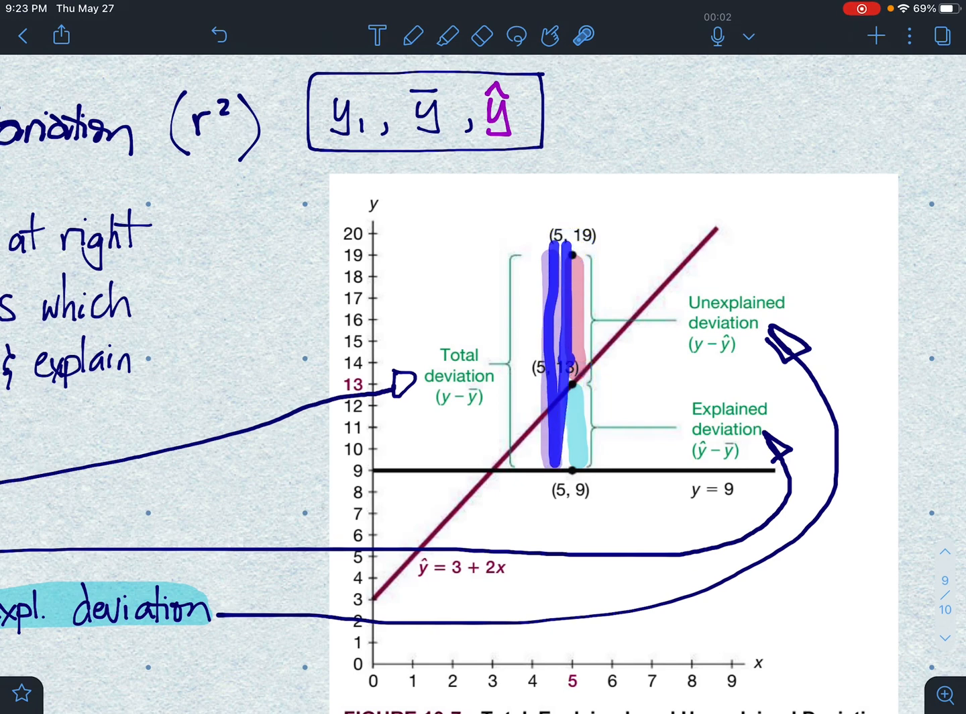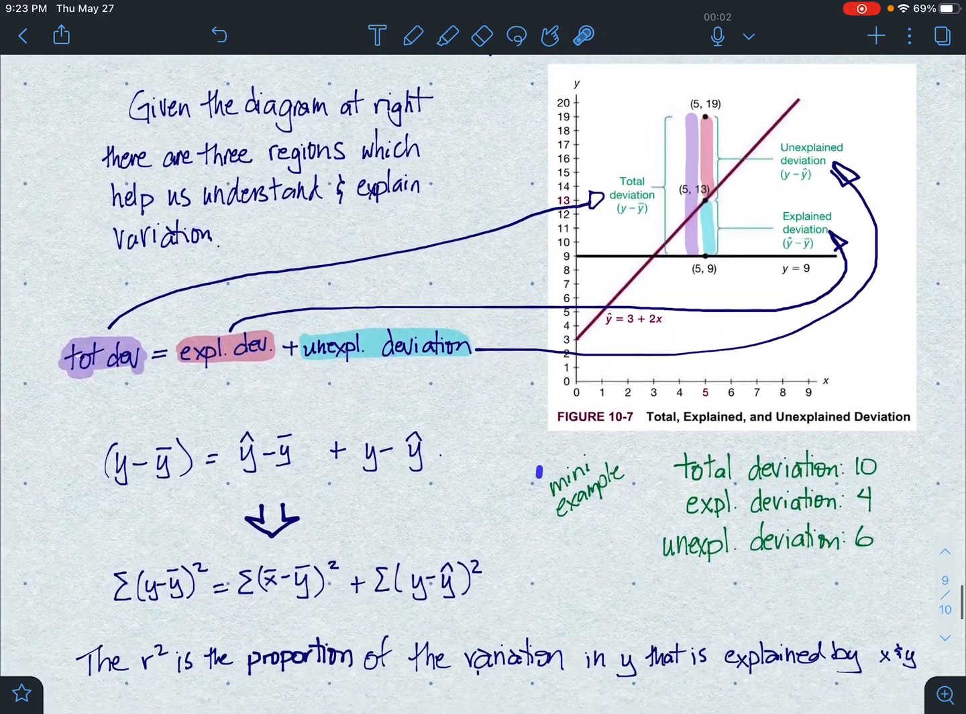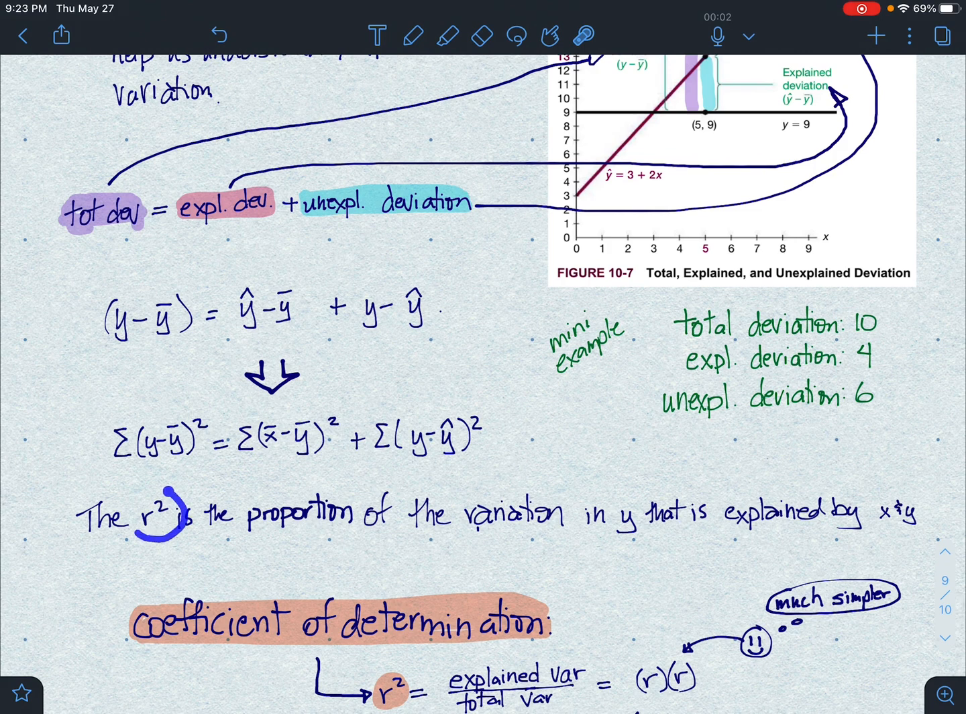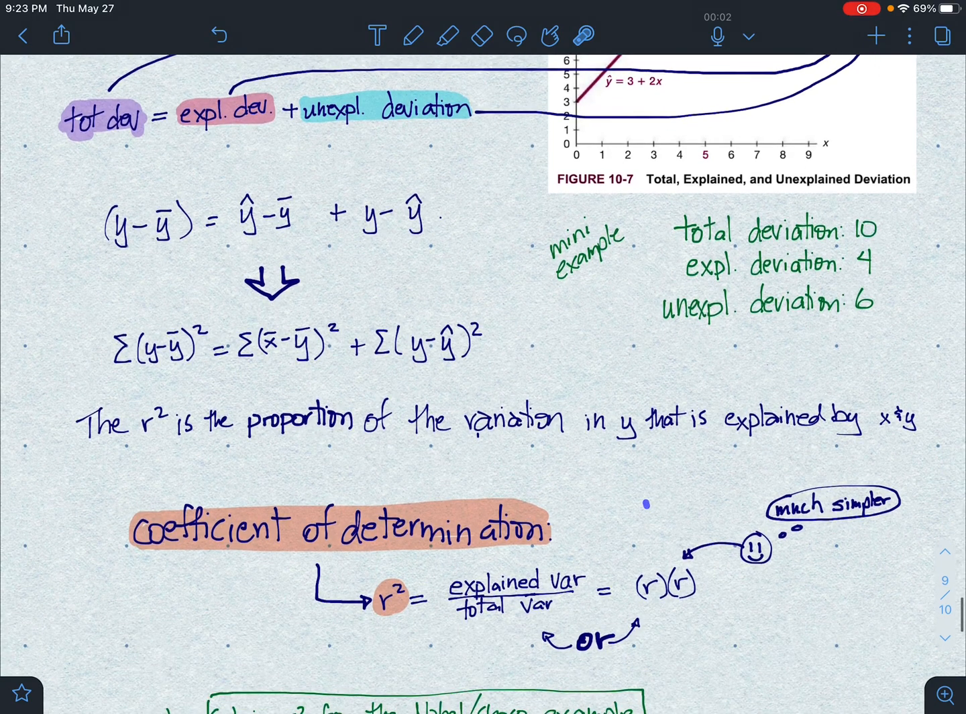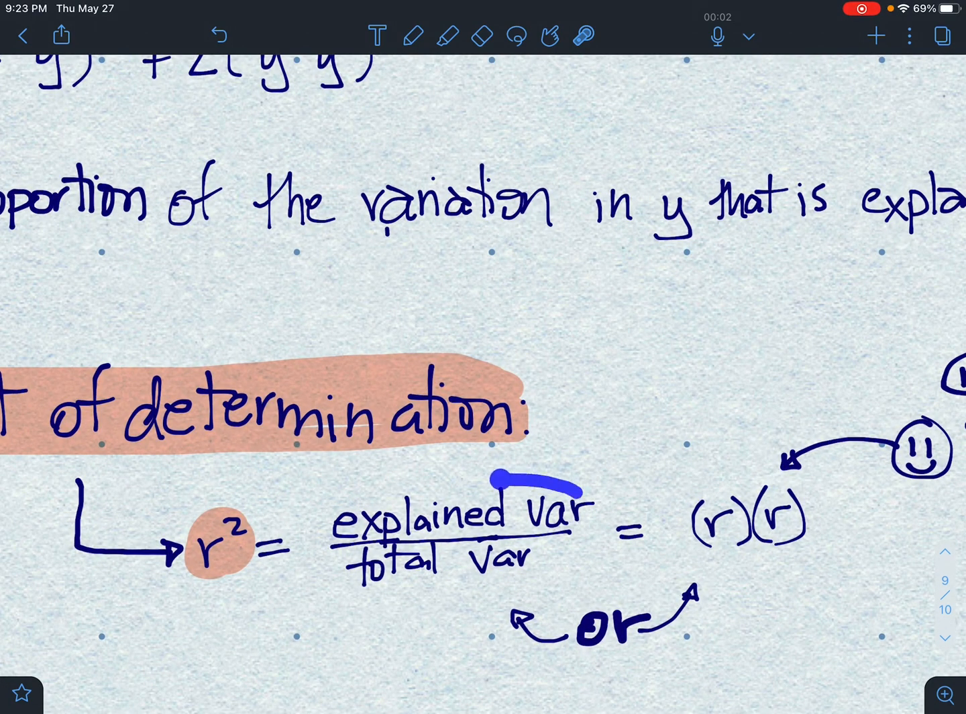And so the distance from here to here, the change in y, that would be referred to as the total deviation. And then the explained deviation is dependent upon the variable that this regression equation depends on. And finally, that piece there is part of that which is unexplained. That would lead us to define our variation, r squared, in terms of these explained and total variation. So r squared is the explained variation divided by the total variation.